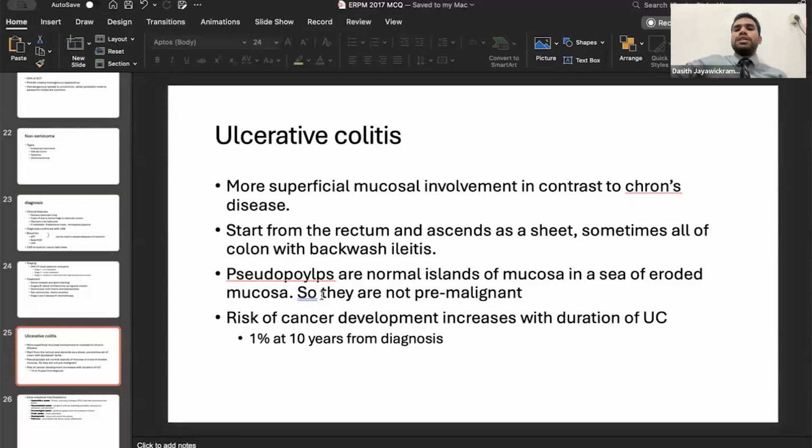So in around 10 years of diagnosis, the chance of malignancy on the background of ulcerative colitis is 1 to 3%. Okay, so it increases. So that is a big question. Sometimes it will be advanced for you, but if you know this, that would be a good point if they ask in the sequence.